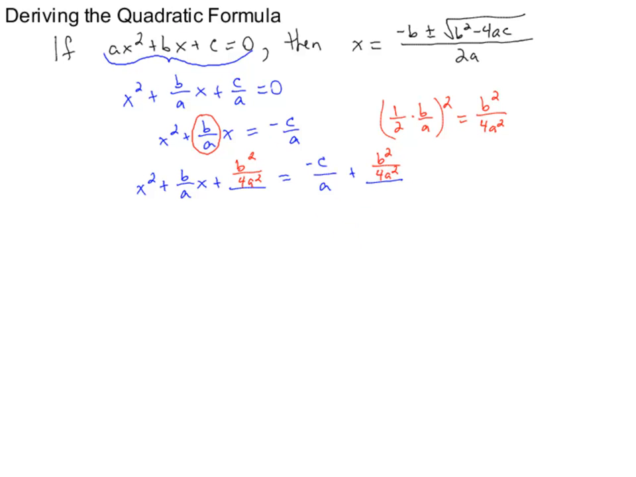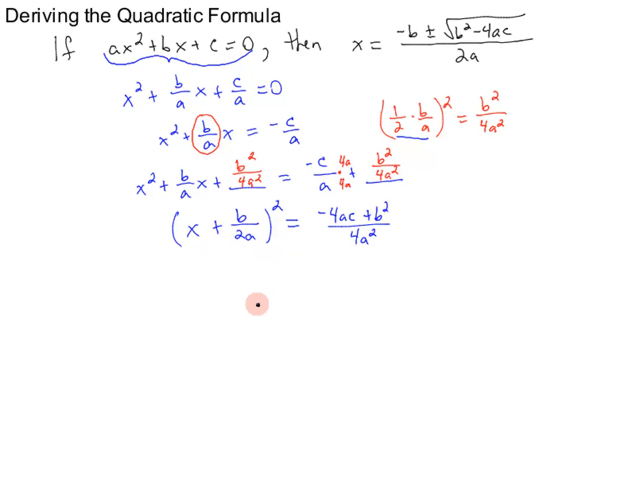Okay? And then on the left side I need to factor it because I completed the square. It's going to be something squared to get the x squared into an x. And then my term that goes here is half of the b over a. Half of b over a, as we already saw, is b over 2a. And then on the right side I need a common denominator to add these together, which is 4a squared, so I'll multiply top and bottom here by 4a. And so I end up with negative 4ac plus b squared all over 4a squared.